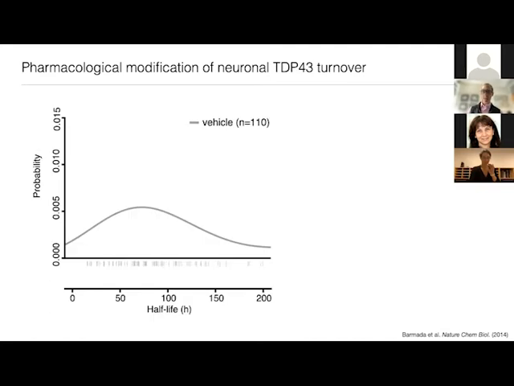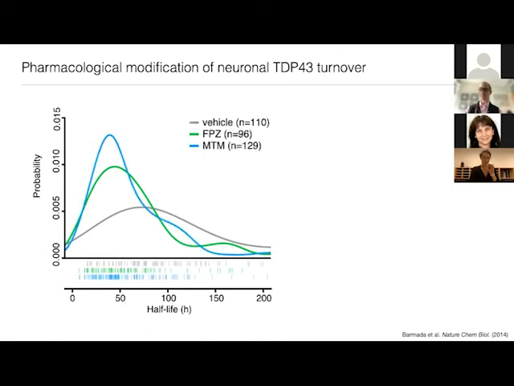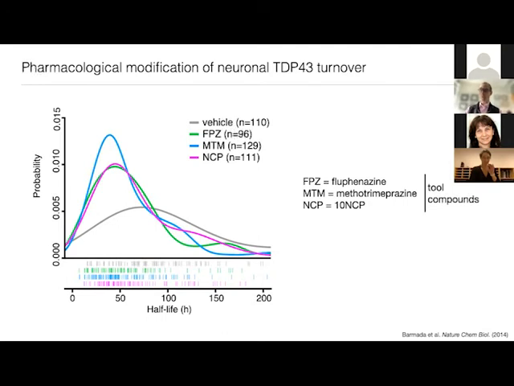So if we measure the half-life of TDP-43 in over 100 primary neurons, in this case, you get a fairly broad distribution of half-lives. Each hash mark here is the measured half-life of TDP in a single neuron. But when you add these compounds, including fluphenazine, methotrimeprazine, and 10-NCP, which, as I mentioned, are all tool compounds that we know stimulate autophagy in neurons, we can enhance the turnover of TDP-43. These are really messy compounds.